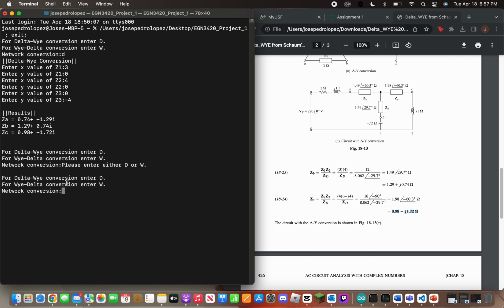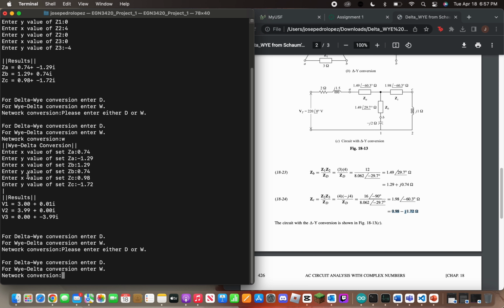And if we want to do the reverse, we can just enter W, and we'll put the X value of ZA, the Y value of ZA, and the same thing for ZB and ZC. So I'll enter 0.74, negative 1.29, positive 1.29, 0.74, 0.98, and then finally negative 1.72.